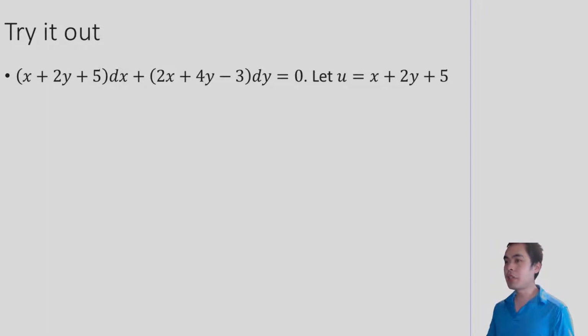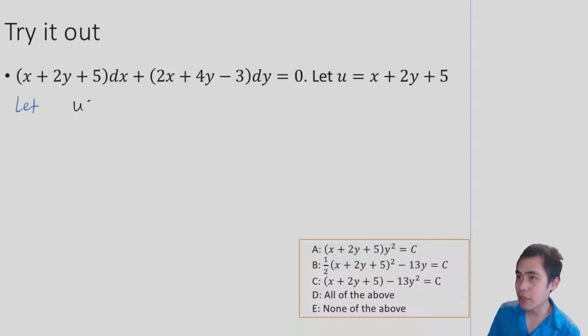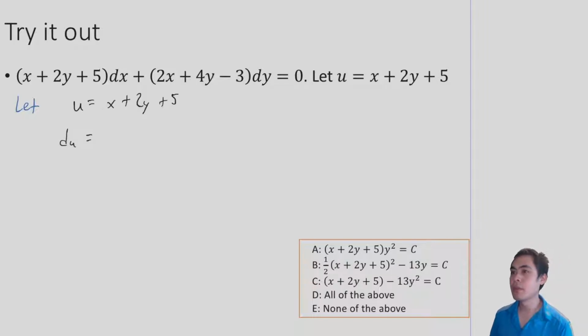So I'm going to have you all try this out. And which of these is the answer? So I'm giving you the substitution here. So the substitution here is u is equal to x plus 2y plus 5. And so let me just get you started, and then hopefully you can solve the rest of it. So the first thing you're going to do is you're going to let u be equal to x plus 2y plus 5. And then, of course, you need to compute du, and then substitute everything in.